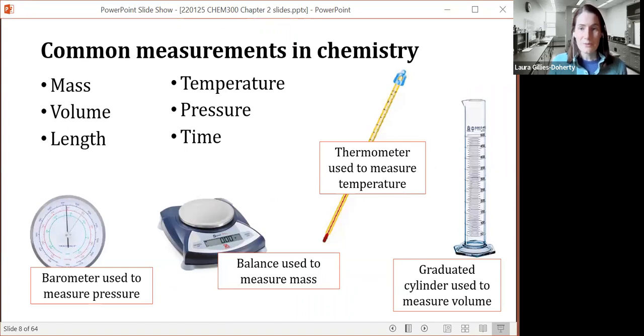So here are some common measurements we use in chemistry. We measure mass. We typically use a balance to measure mass. They can look like this. This is called a top loading balance, or they might have a glass case around them, which would be called an analytical balance.